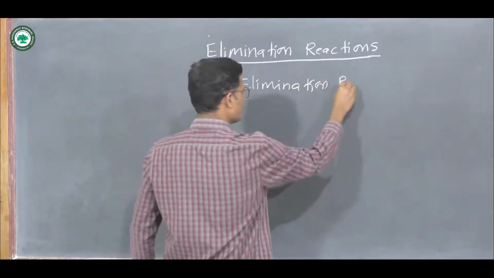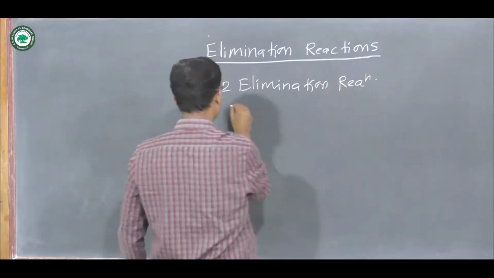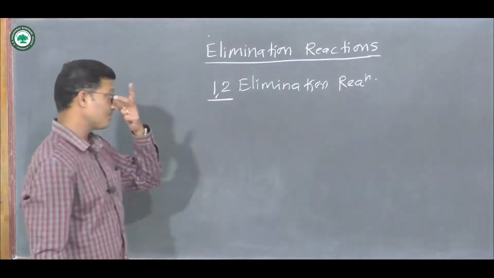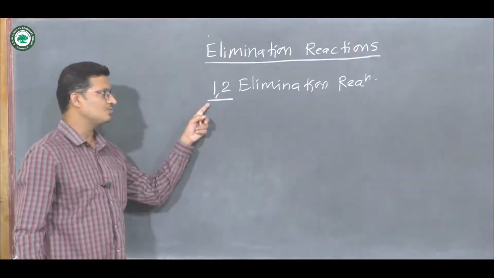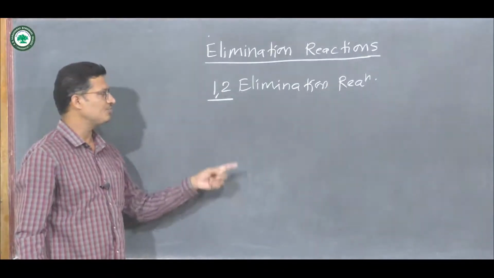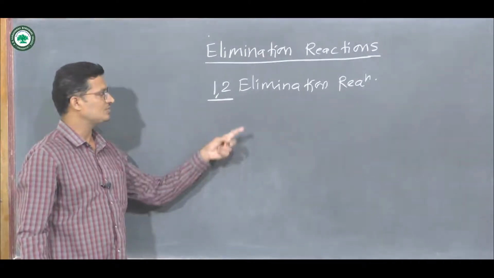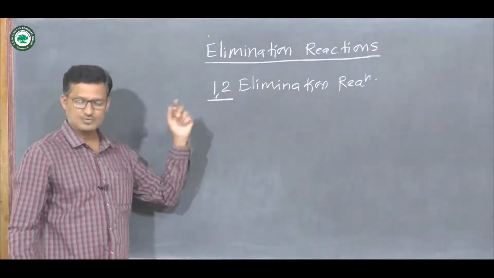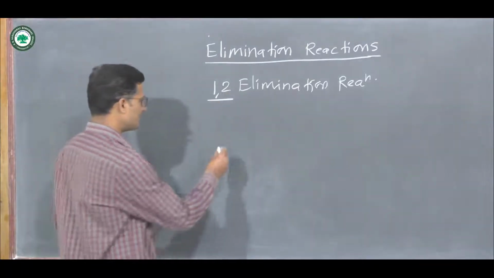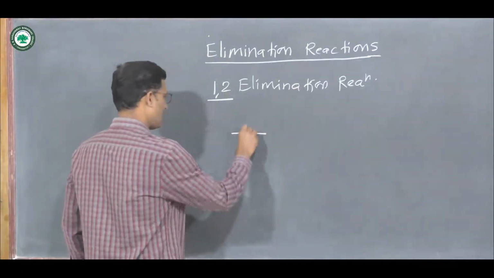What is meant by the 1-2 elimination? 1-2 elimination means the groups or atoms are removed from carbon number 1 and carbon number 2, or adjacent carbons. So that's why these reactions we call 1-2 elimination reactions. We take one simple example.